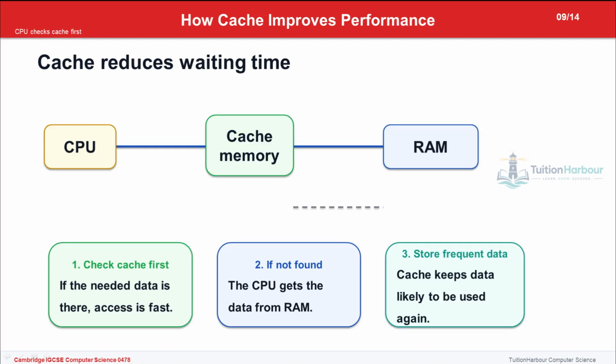How cache improves performance? The CPU checks cache before checking RAM. If the required data is in cache, it can be accessed quickly. If it is not there, the CPU gets it from RAM. Frequently used data may then be kept in cache for faster access later.